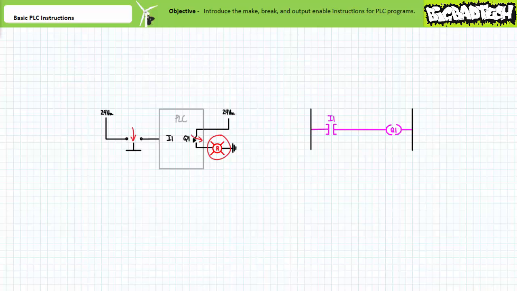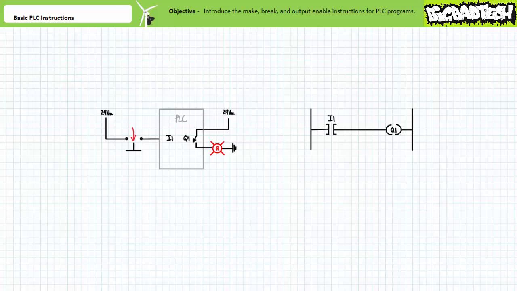When the field input device is in its activated open state, input 1 is receiving a logical 0. Being a make instruction, this means the PLC program does not permit logical continuity from left to right, and output Q1 is de-energized. Electromechanical relay Q1 opens, and the pilot lamp on Q1 is unilluminated.